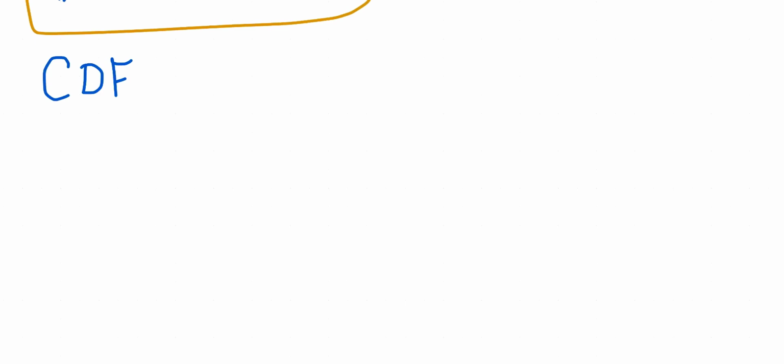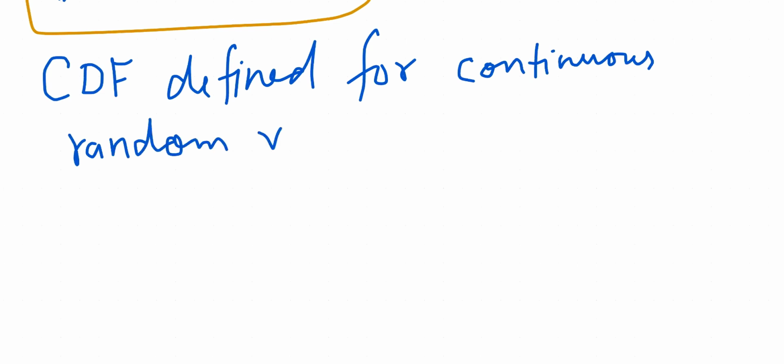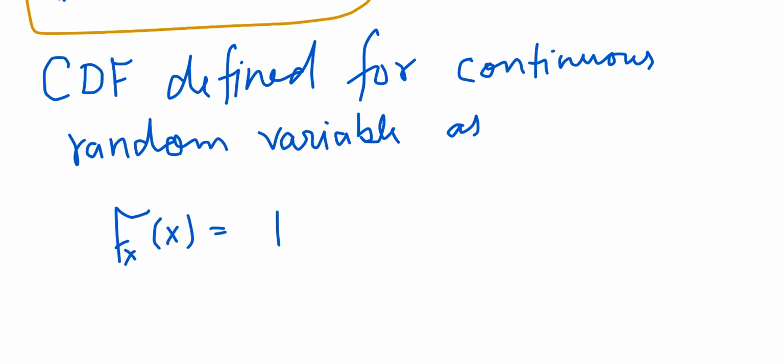CDF is defined for a continuous random variable as probability, F(x) is equal to the probability when x is greater than a and less than or equal to b.